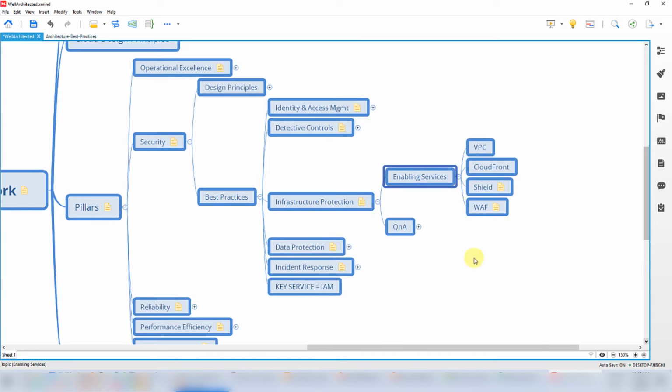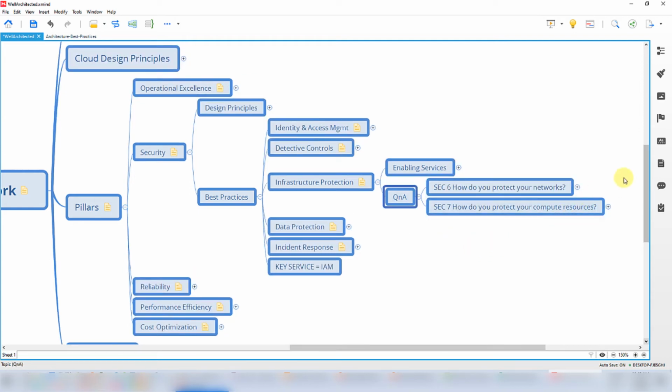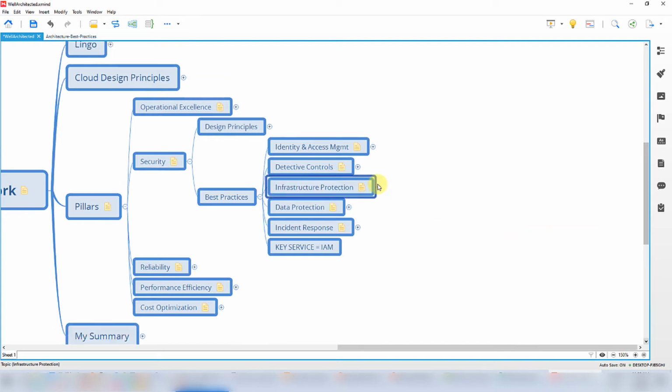Let's look at infrastructure protection. The key enabling services are VPC, CloudFront, Shield, and Web Application Firewall. Shield helps with distributed denial of service attack mitigation, and it's deployed on CloudFront. Web Application Firewall can be deployed on CloudFront or application load balancer, and with it you can define rules to decide what traffic is allowed. The questions that drive practices: how do you protect your networks, and how do you protect your compute resources?